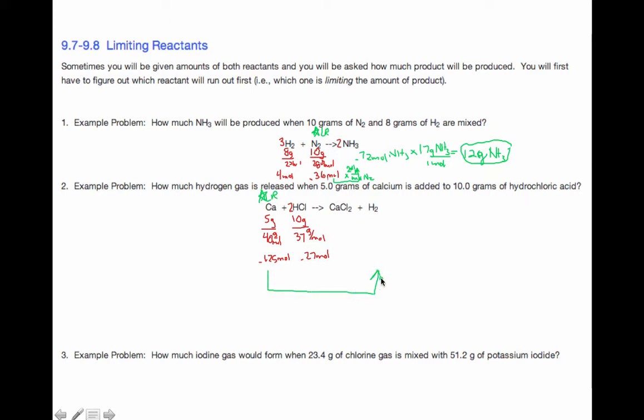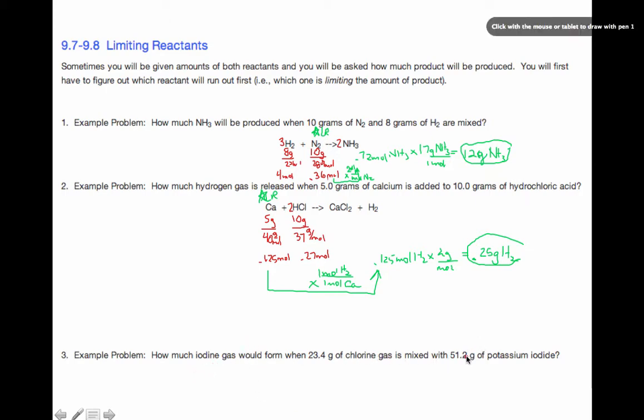What's your coefficient bridge on this one? You get 1 mole of H2 for every 1 mole of calcium, and so we'll produce 0.125 moles of H2, and then it's 2 grams per mole. So you would produce 0.25 grams of H2. I hope you're getting the hang of this. Let's do one more.